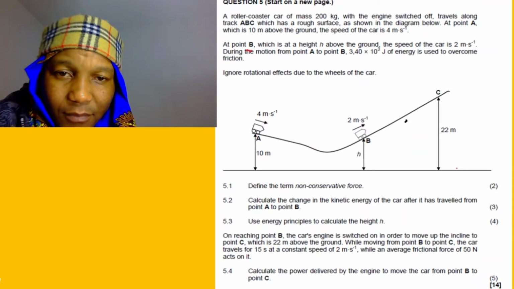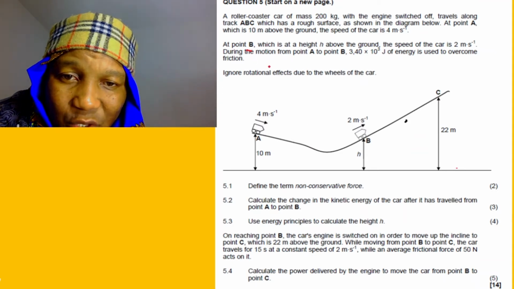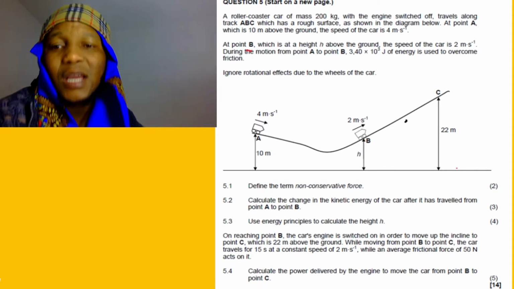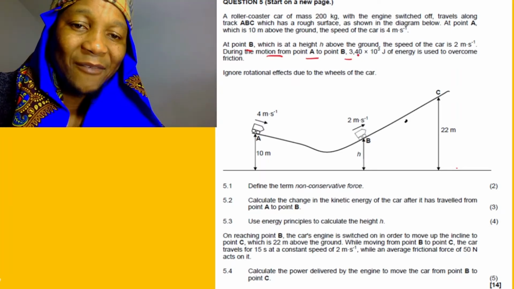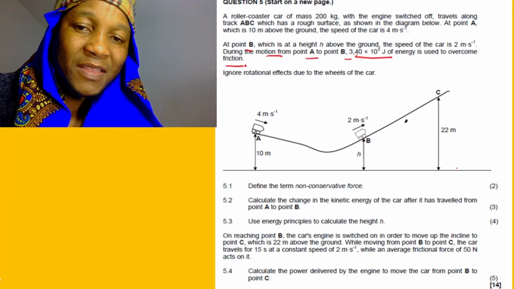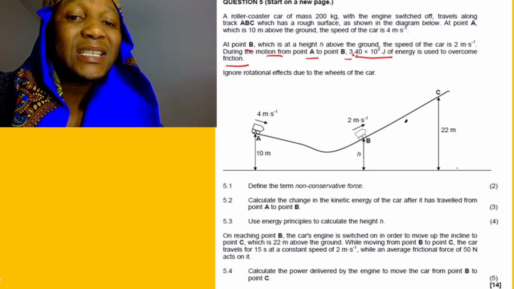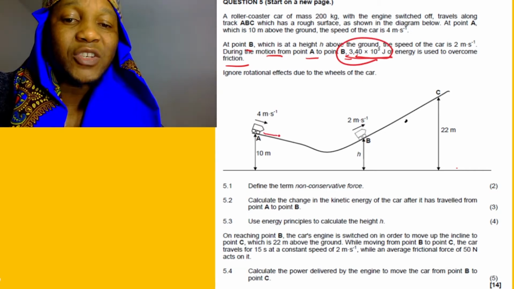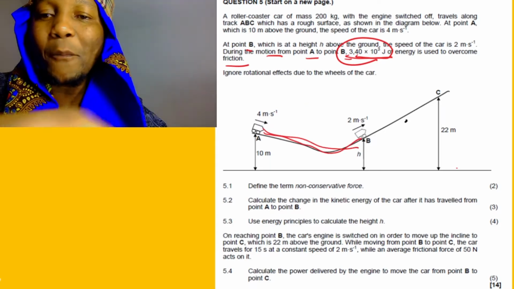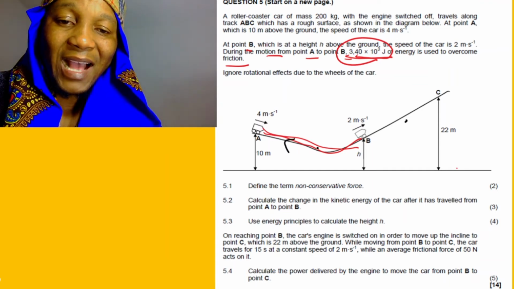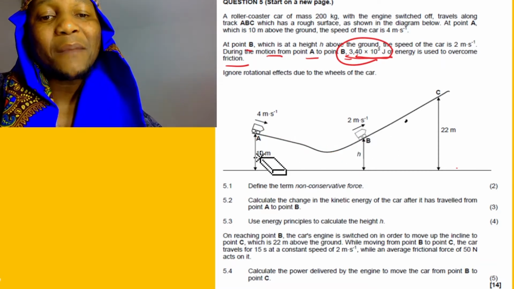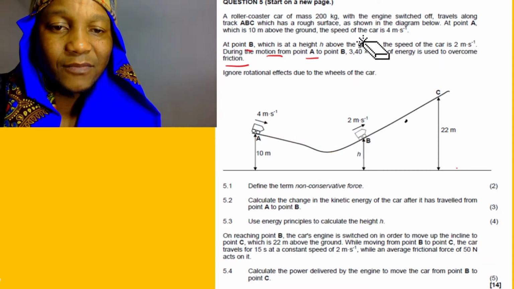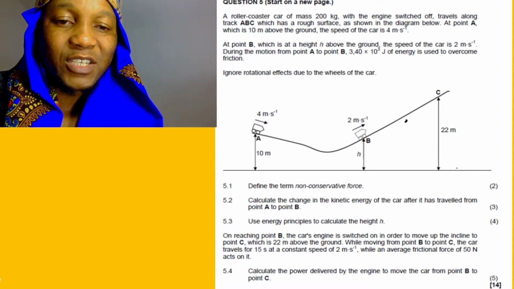During the motion from A to B, read carefully here, we have energy used to overcome the friction. There's an energy involved because there's a friction force on the surface. Friction force always opposes the motion. If this car moves this way, the friction force goes in the opposite direction. So there's energy used to overcome friction.